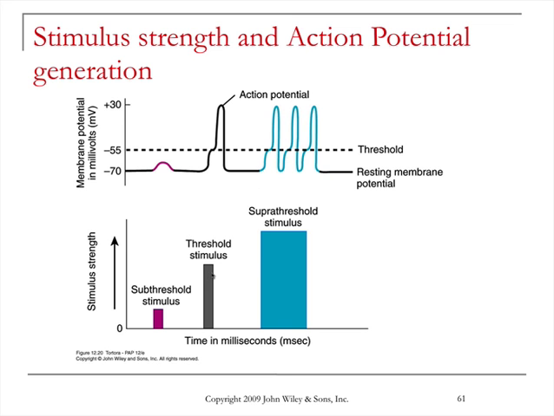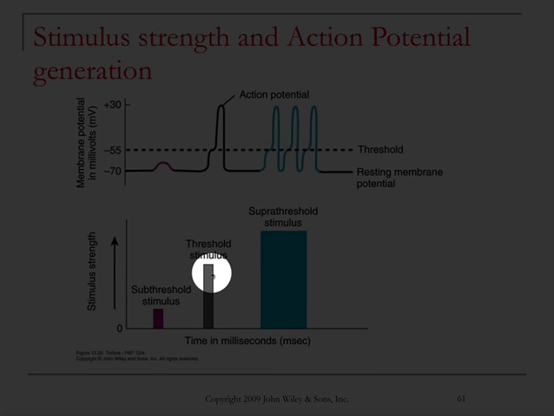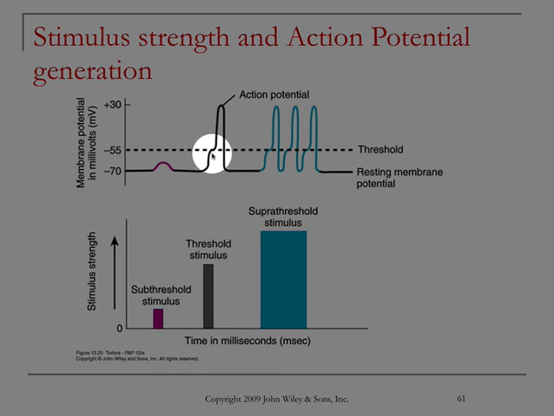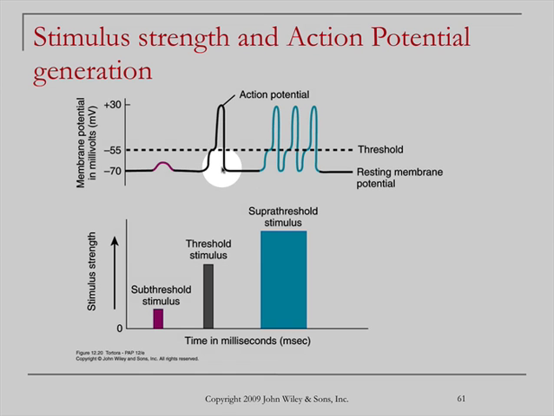So let's increase the strength of the stimulus, and let's make it such that by the time the graded potential reaches the axon hillock, the inside of the cell membrane has reached a membrane potential of -55. In other words, the stimulus has caused the membrane potential to reach the threshold level. If that is the case, that the inside of the neuron at the site of the axon hillock has reached the threshold level of -55, then an action potential will automatically go ahead and be generated.